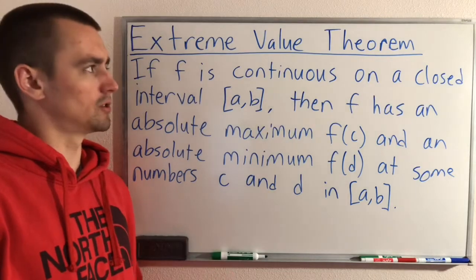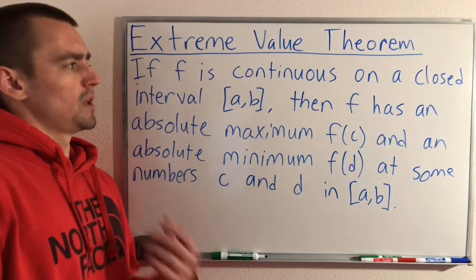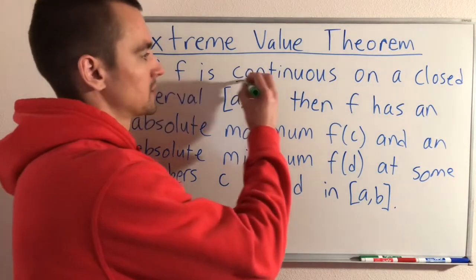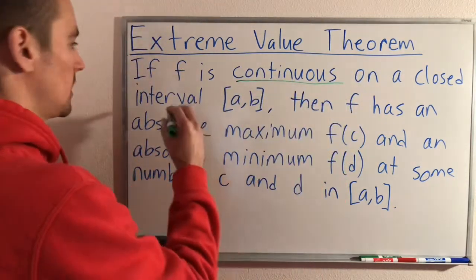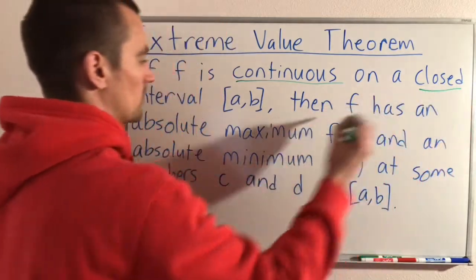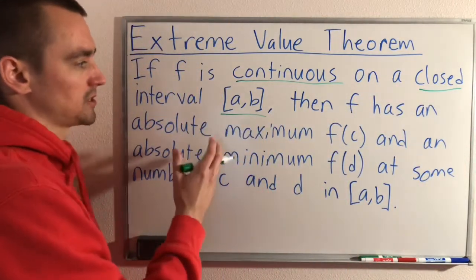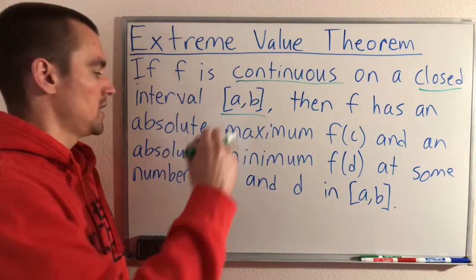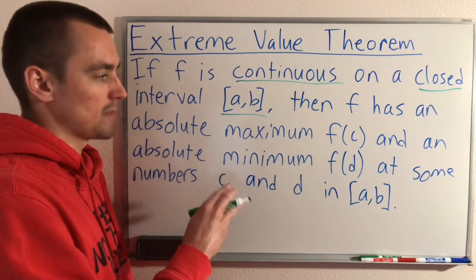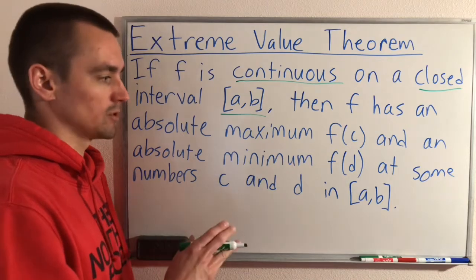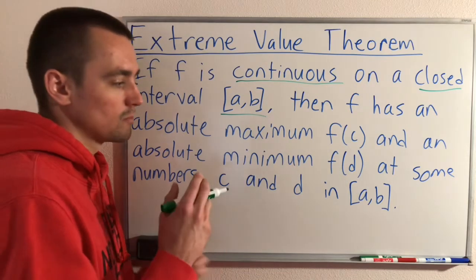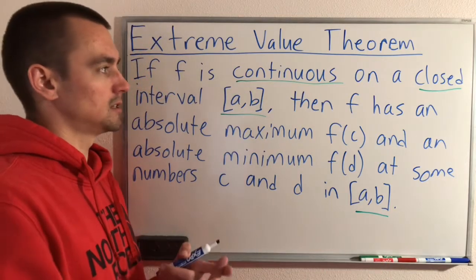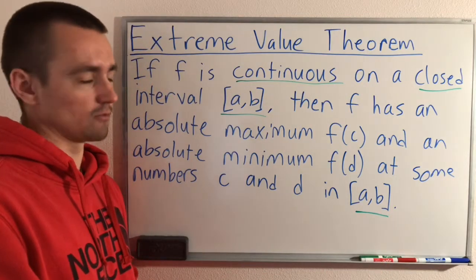So here's what the extreme value theorem says. Basically, if we have a function that's continuous on a closed interval, and it is important that it's closed, let's just say this closed interval is a, b, then we know that f has an absolute maximum and an absolute minimum for some x value within that closed interval. So it does need to be continuous and it does need to be a closed interval.